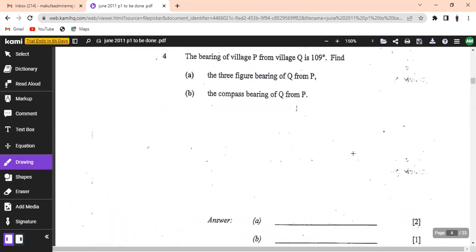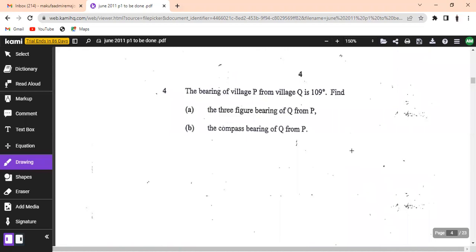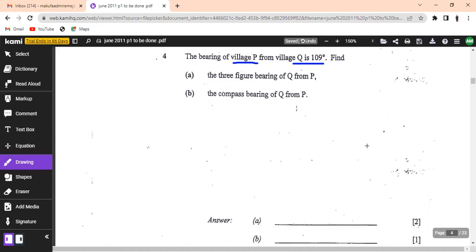let's just make some space on top there. We are given the bearing of village P from Q is 109. Find the three figure bearing of Q from P. So the first thing that we know, guys, is to represent our bearing. I talked about this type of question where you have to indicate from. Always you indicate the bearing from. That is where you start.